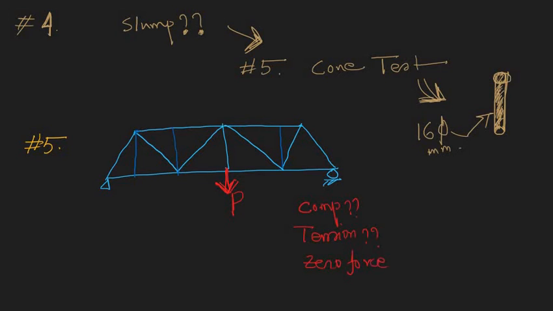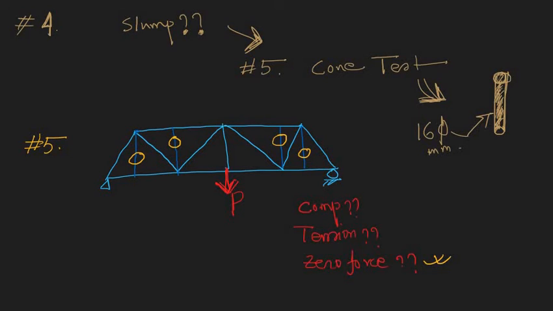Very peculiar question. So first, your job is to identify the zero force members: first one, second one, third one. Of course, we have missed a strut here. This is also a zero force member. You're done with this one. Okay, now the compression bars.